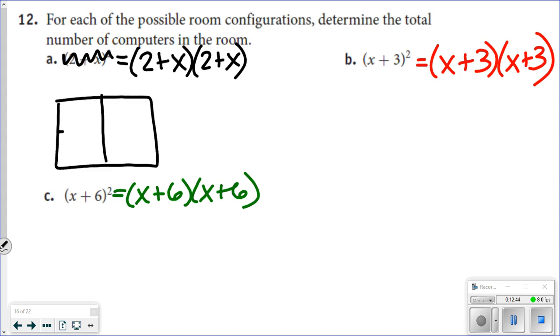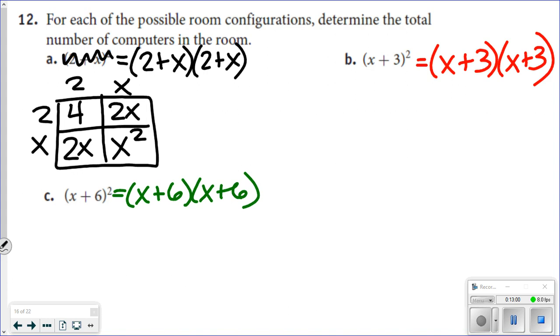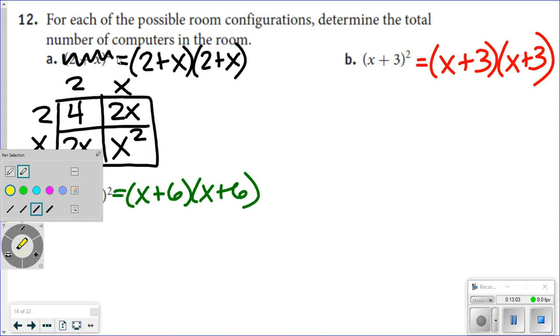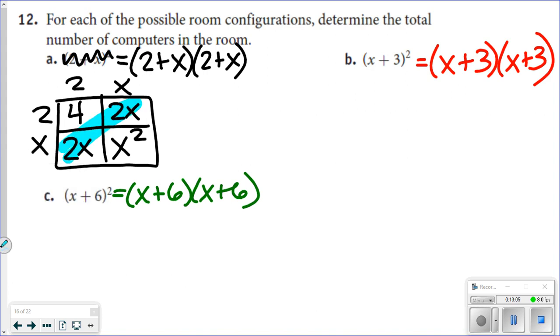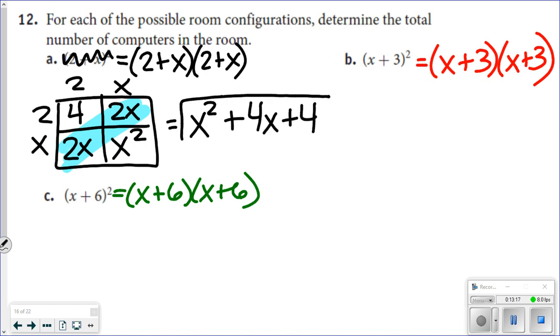For those of you that like to use the box, I am going to do the box method. So 2 times 2 is 4. 2 times x, 2 times x. X times x is x squared. My diagonals are my like terms. I'm going to write this in standard form though. So my x squared first. 2x plus 2x is 4x. And then 4 is at the end.